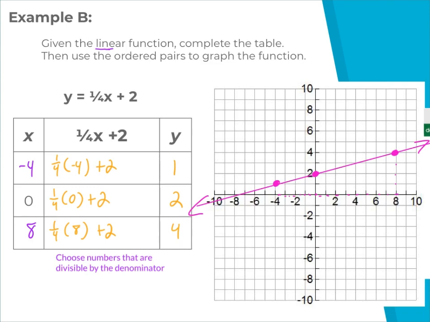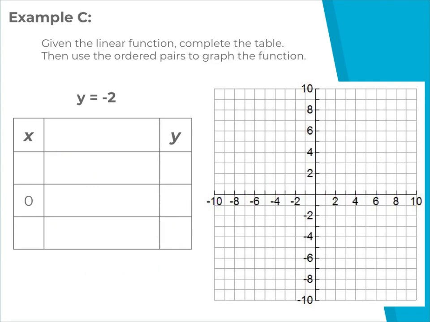Now let's go ahead and take a look at example C. Here we are at example C, and it says given our linear function, complete the table, then use the ordered pairs to graph that function. And again, since we're talking about linear functions, we know that our equation is going to make a line. So now we've got a different type of looking equation here. This one says y equals -2. There's nowhere for us to plug in an x. But this is actually making this a lot easier for us.